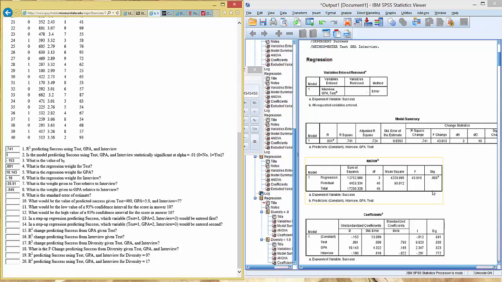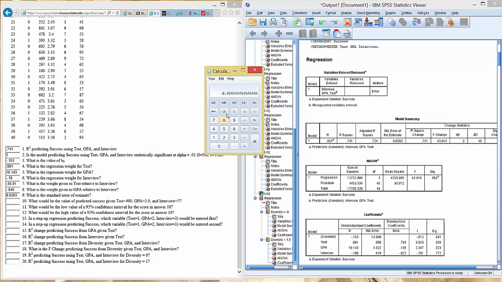What is the standard error of estimate? 9.8393. What would be the value of the predicted success given test was 400, GPA is 3, and interview is 7? Okay, so we'll take our regression weights and we'll compute the predicted success. Again, we'll need our calculator.